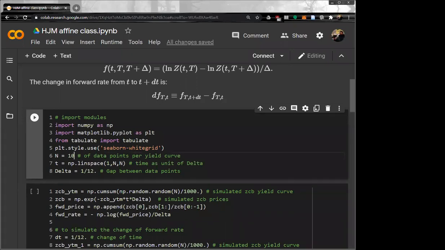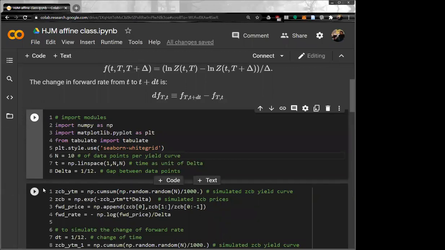Basically I did numpy cumulative sum of random numbers. With 10 data points, I simulated 10 random numbers. It is np.random, so it is from a uniform distribution, so it cannot be negative, and then divided by 1,000 to make it very small. And I did a cumsum, so each value is added to the previous value.